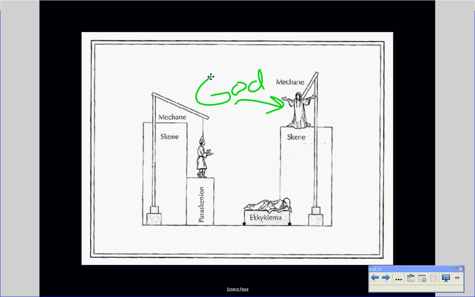We have a modern day term from this, and it actually relates to this thing right here. The modern day term: Deus Ex Machina. Deus is the Latin term for God. Deus Ex Machina, Deus out of the machine, or God from the machine.